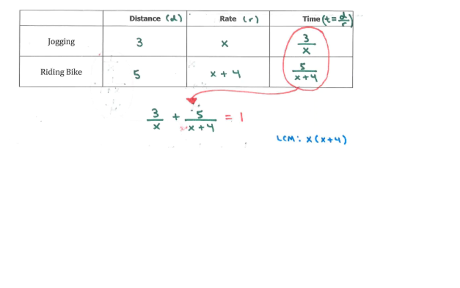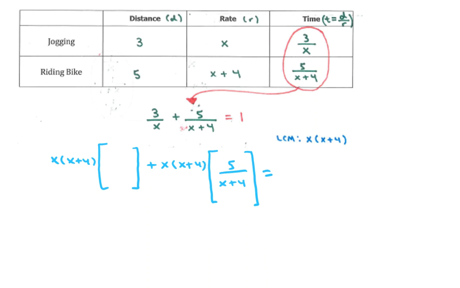By that I mean we'll take x times x plus 4. We'll put that in front of the fraction 3 over x. We'll also put x quantity x plus 4 in front of the fraction 5 over x plus 4. And we'll also put x quantity x plus 4 in front of 1.